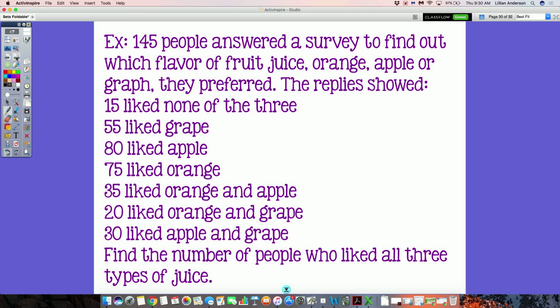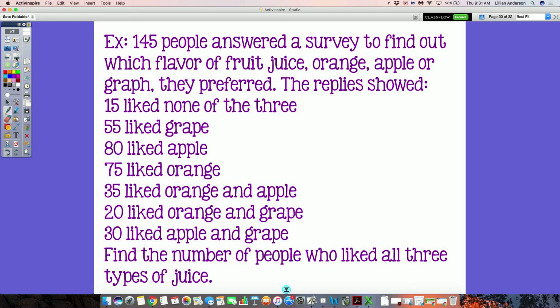It says 145 people answered the survey to find out which flavor of fruit juice, orange, apple, or grape, I know this is graph, just go with me, they prefer. The replies showed the following: 15 like none of the 3, 55 like grape, 80 like apple, 75 like orange, 35 like orange and apple, 20 like orange and grape, 30 like apple and grape. Find the number of people who liked all 3 types of juices, okay?